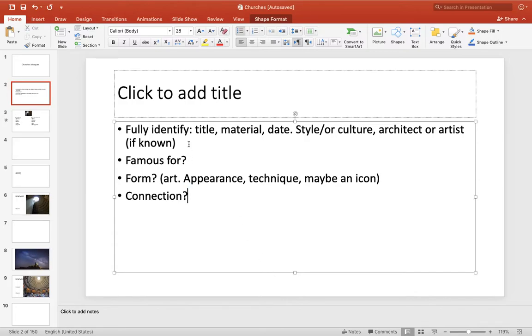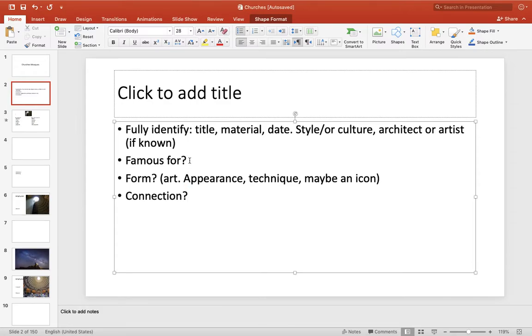The other thing as we go forward, a lot of times the AP exam will ask you to fully identify an image. And to do that, you need three of these: the title, the material, the date, style or culture, architect or artist if it's known. You need three of those, two or three to get a point. And then as we review for your review sheet, for every image, fully identify it.